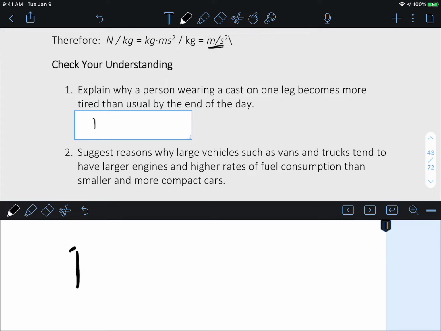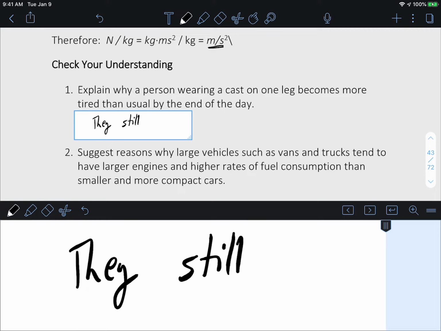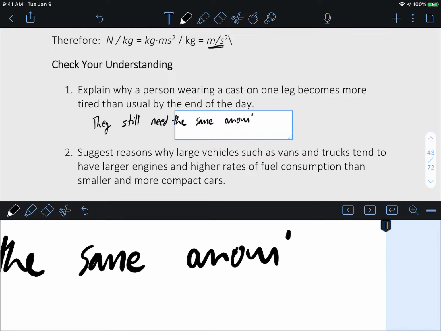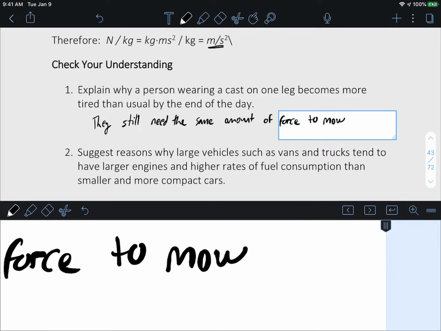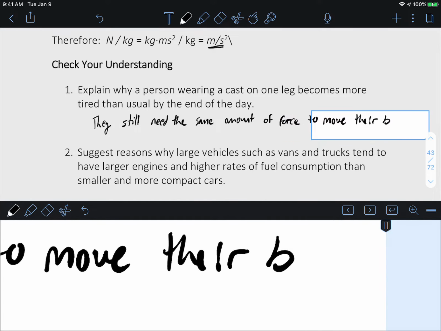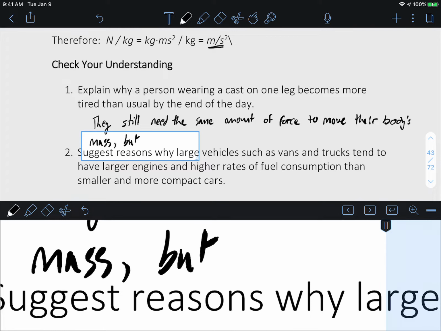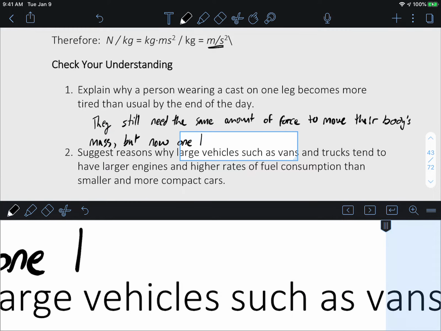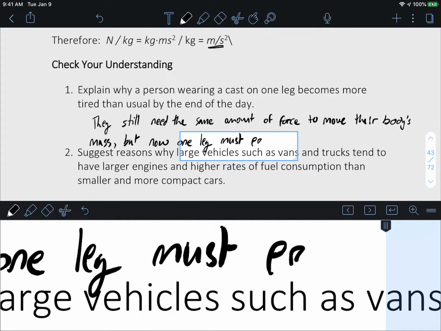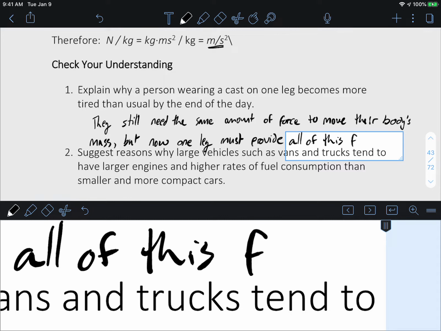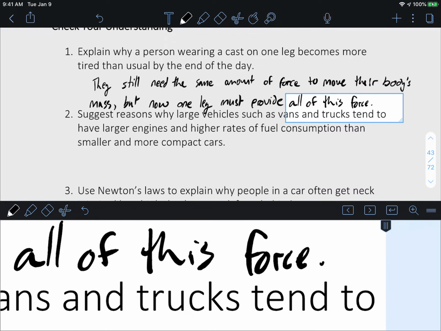So they still need the same amount of force to move their body's mass, but now one leg must provide all of this force. So the leg gets tired, more tired.